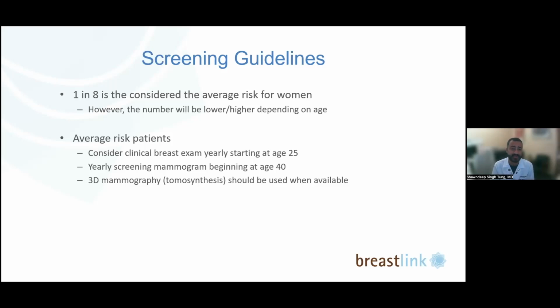And those average risk patients, as I mentioned earlier, should have some sort of clinical breast exam starting at age 25 and yearly mammography beginning at age 40. And then it should be every year. Now, not all institutions have 3D mammography. Our BreastLink facilities do, and that should be used when available, also known as tomosynthesis.